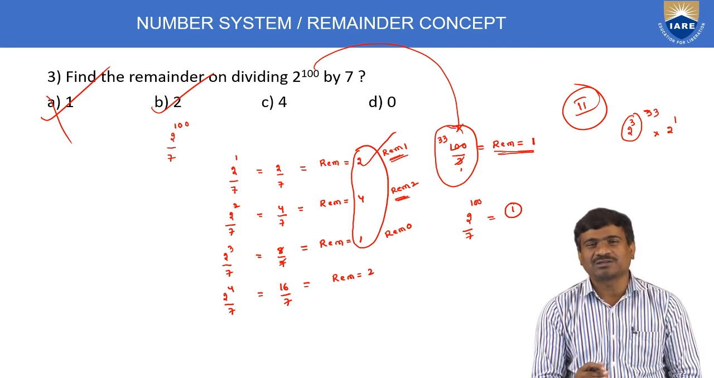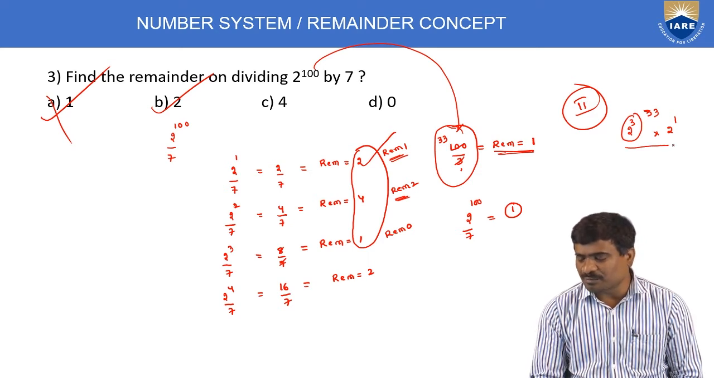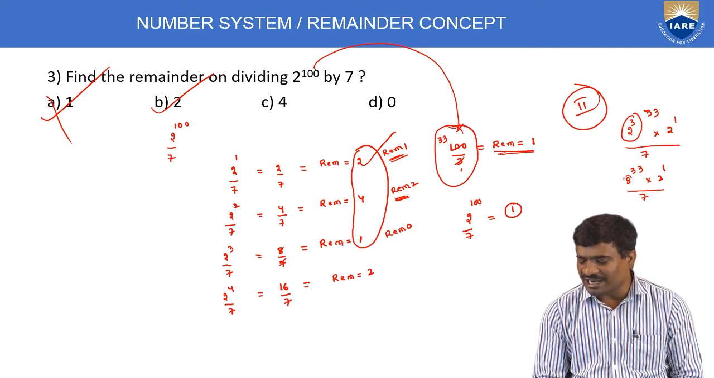In the numerator, the total number of 2's is 100. Next, the denominator is 7. Next, 2 cube is 8, so 2 to the power of 100 is 8 to the power of 33 into 2 to the power of 1, divided by 7. Next, take the individual terms, 8 by 7.